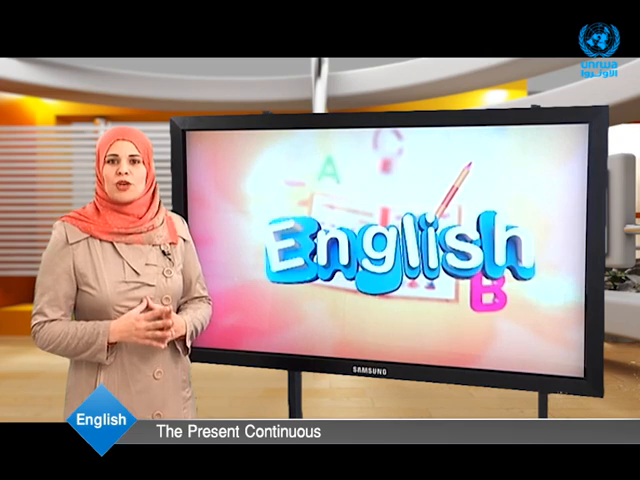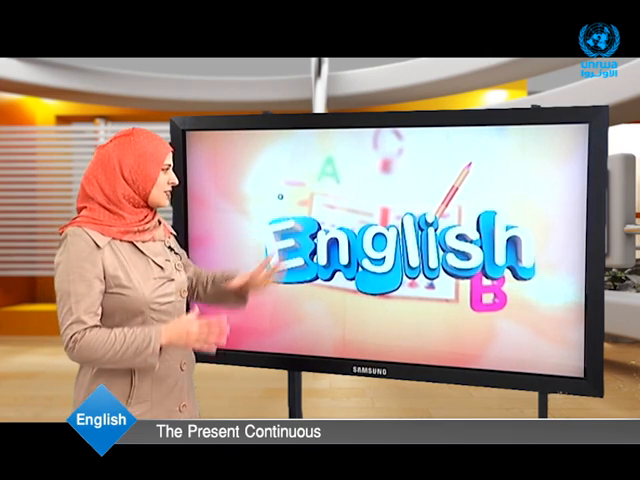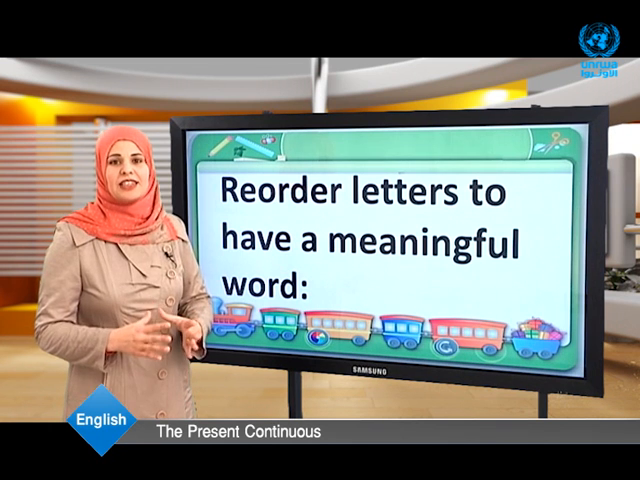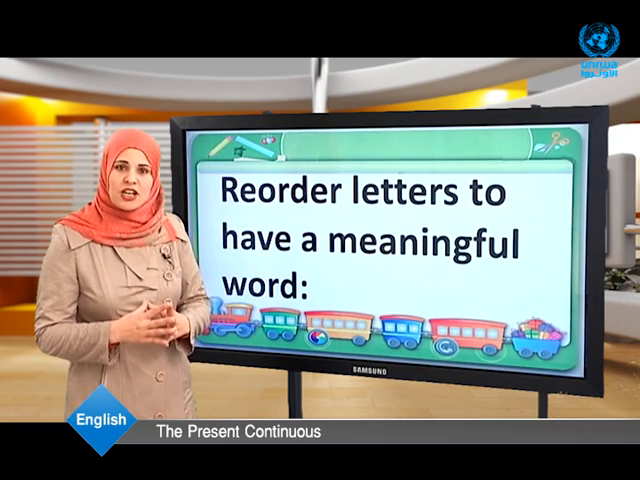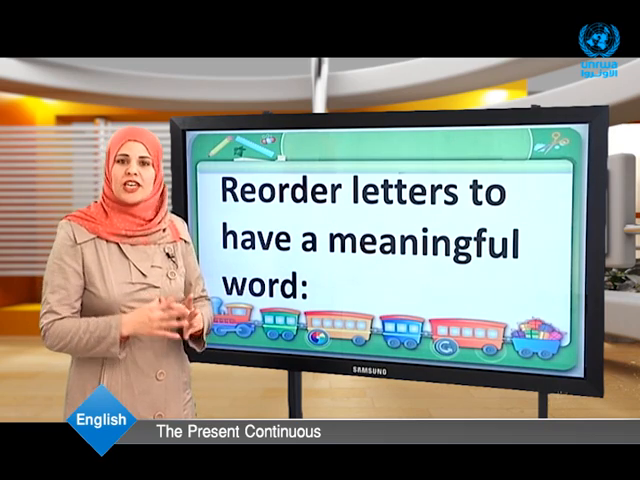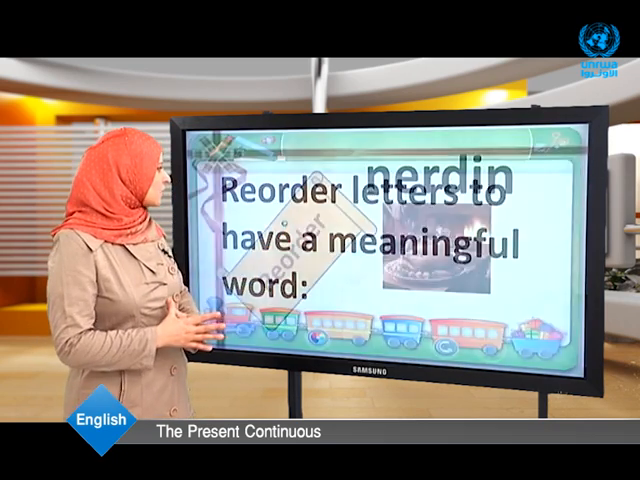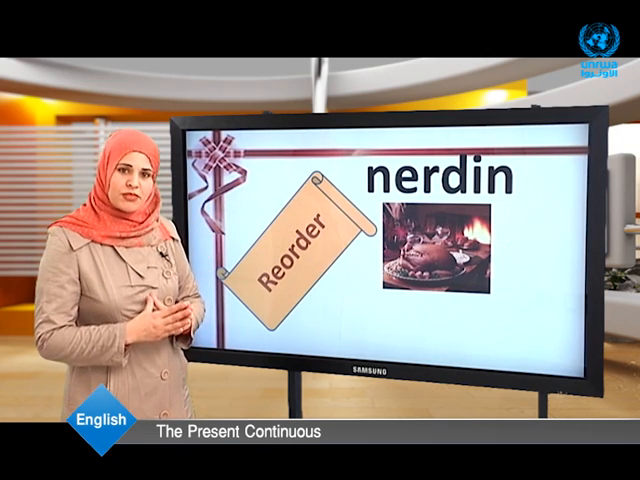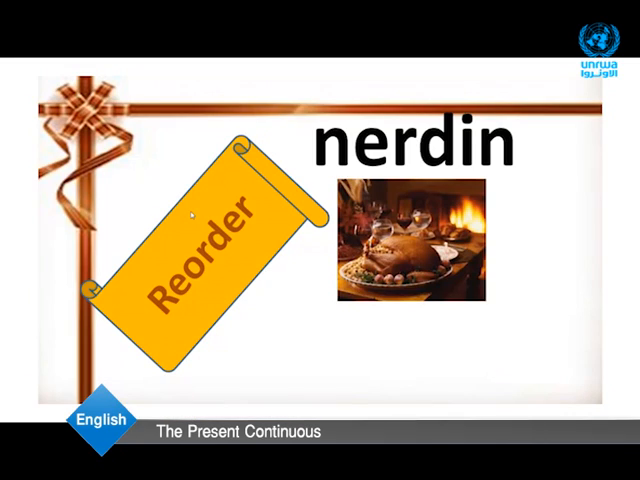First of all, I'm going to begin with an activity. Our first activity is reorder letters to have a meaningful word. And I'm going to give you a picture in order to help you for each word. Let's begin. Look at these letters. You are going to reorder them. And this picture may help you. Look at the picture and the letters. What is this? What is the word?